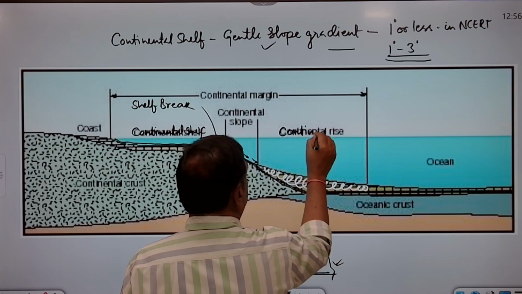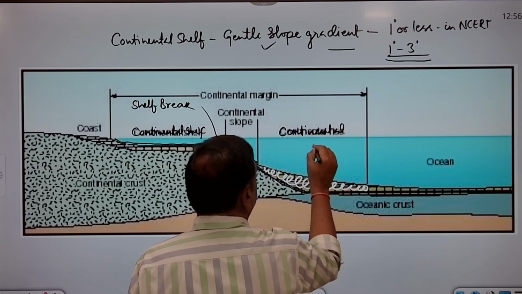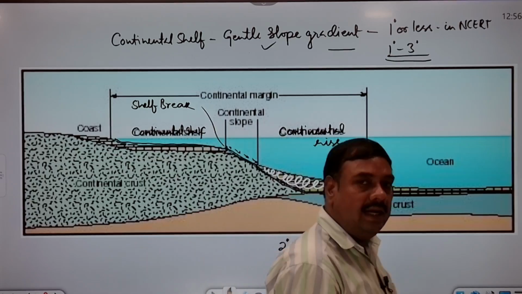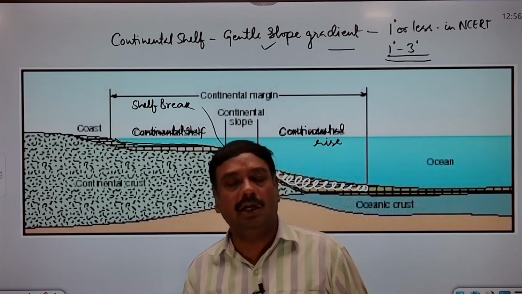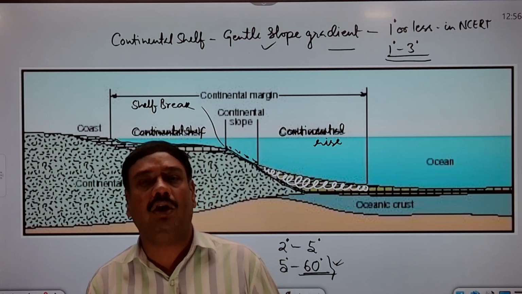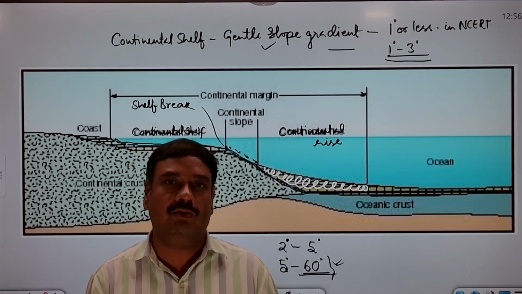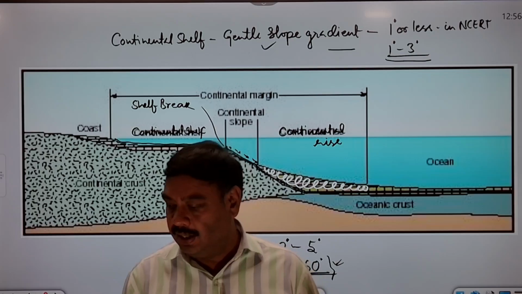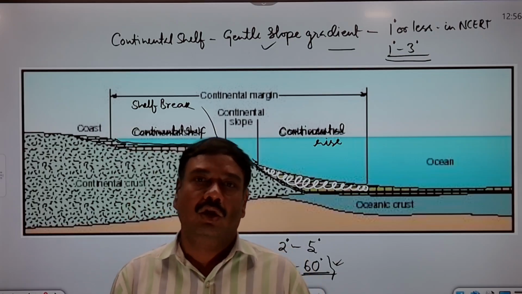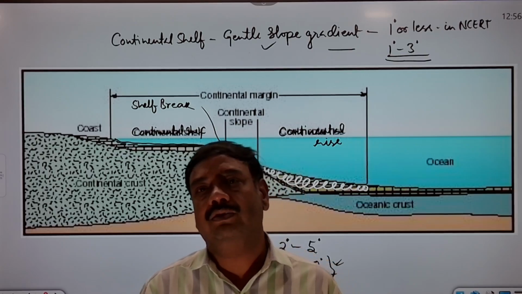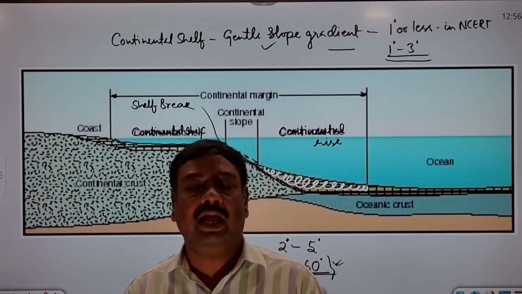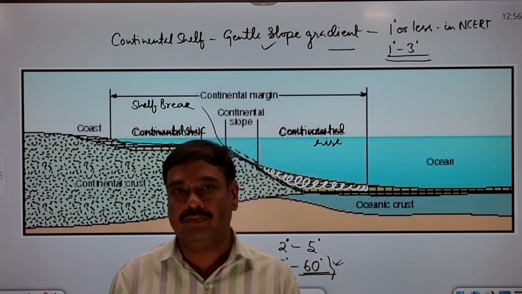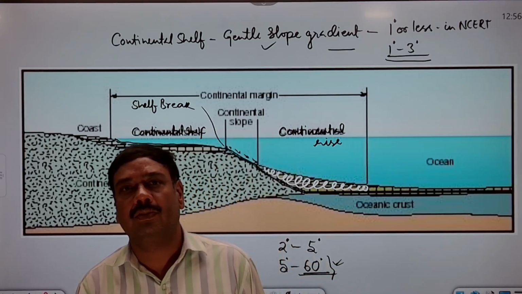Continental rise. See, this portion has not been discussed in your NCERT book. You can't find this. And it is written that the end point of the continental slope is considered as the end of the extension of continent into the ocean water. I repeat here, the end point of the continental slope is the end of the extension of continental crust into the ocean water or sea water. It is said here.